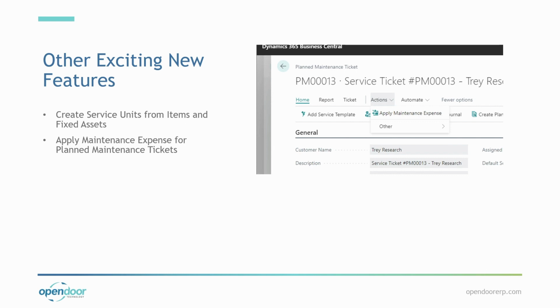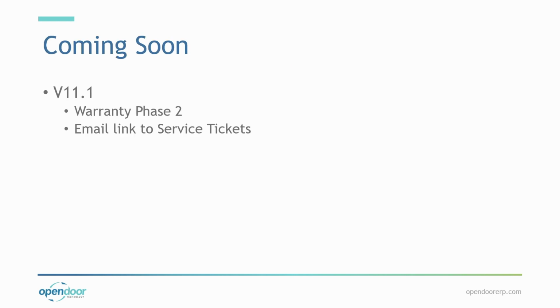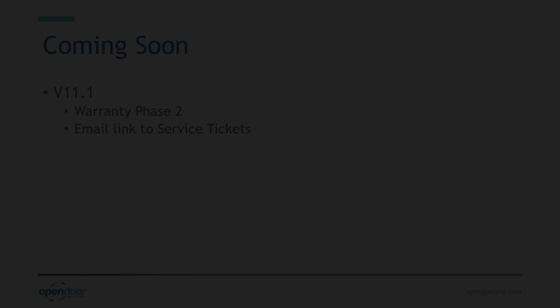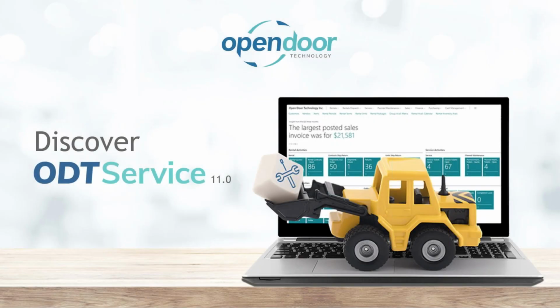Additionally, the Apply Maintenance Expense feature that we added in the last update, which was previously only available on service tickets, we have now added to planned maintenance tickets as well. So more options for you to use this feature if you wish. So that's everything for this update. Coming in the next update, we currently have planned phase 2 of our warranty feature, as well as a feature to email links to service tickets directly. So that's everything I wanted to demonstrate for you today.